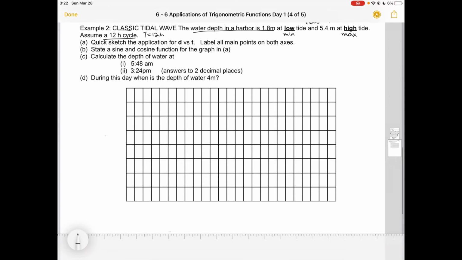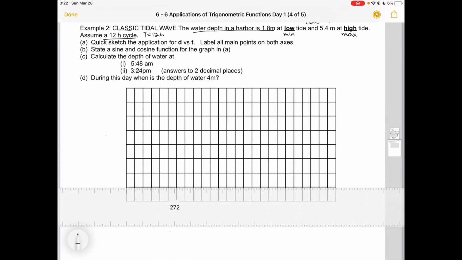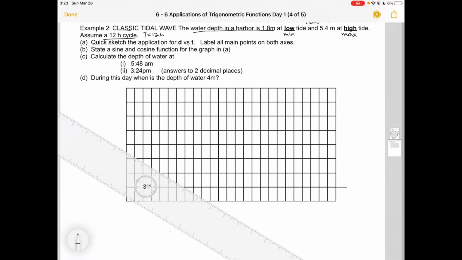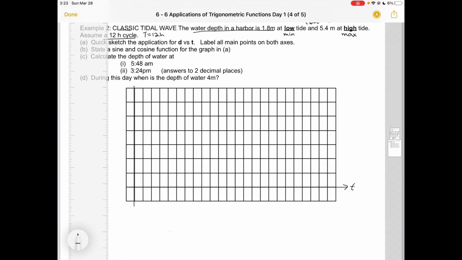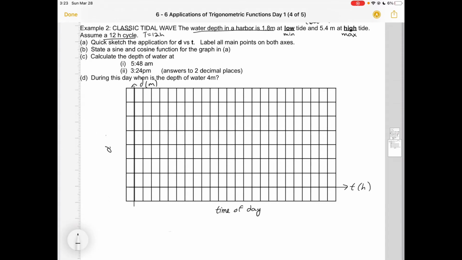So the first thing we're going to do is sketch our application here. So let's draw on our D and T. Let's go all the way over here. So this axis is going to be our time in hours, and this axis is going to be our distance in meters. Okay, so let's call this our time of day. This is our depth of the water, and it's in meters.